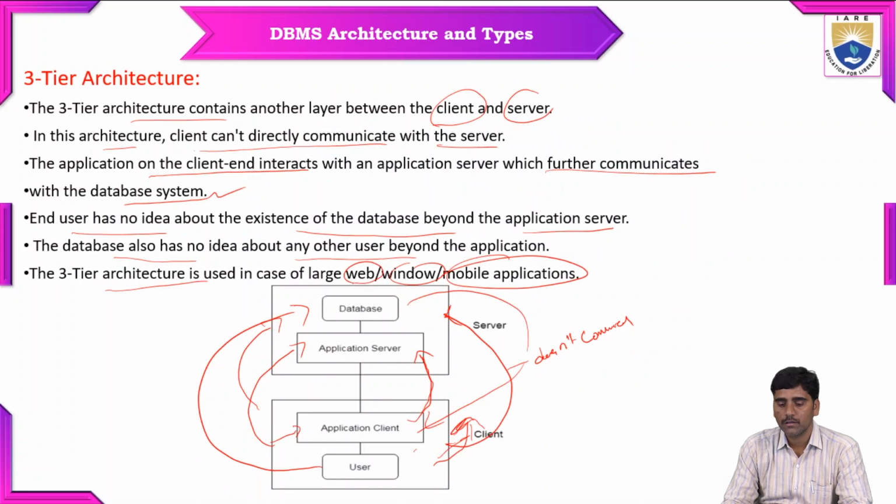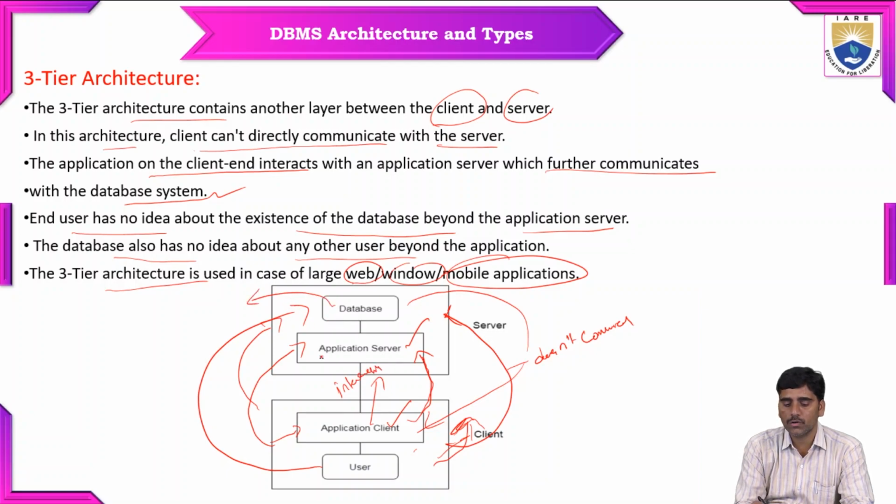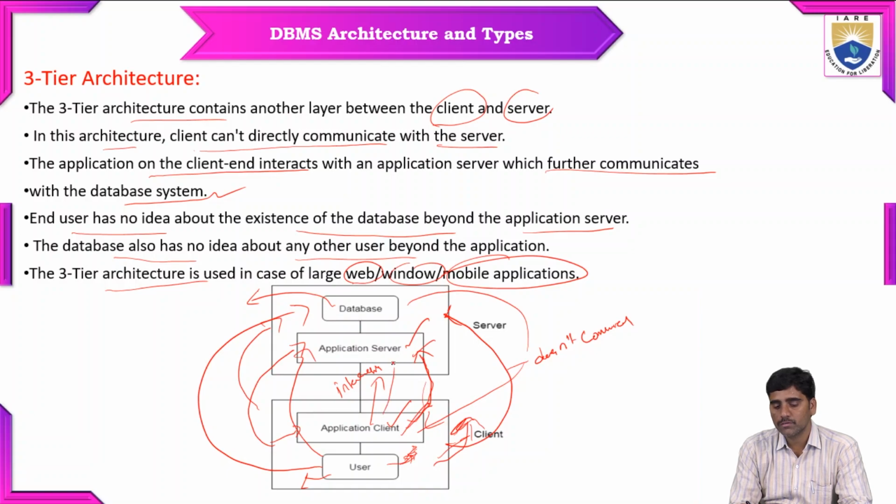In 3-tier architecture, the application on the server side and the application on the client side interact with each other. The database server doesn't know who is interacting from the user side, and the user also doesn't know who is interacting on the database server side. In between them, the application client and application server are responsible for interacting. The user's requested queries will be taken by the application client, passed to the application server, and then passed to the database server. That is how 3-tier architecture works.